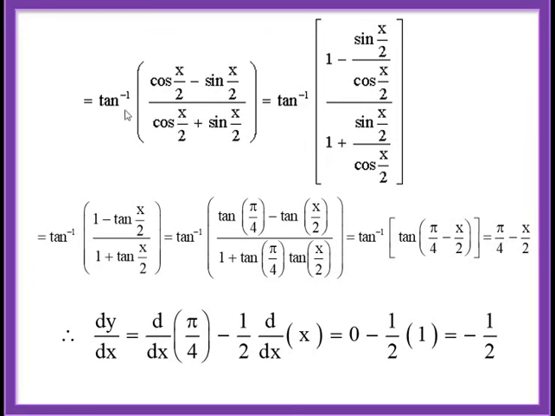See, instead of differentiating this function, we are required to differentiate a simple one, pi by 4 minus x by 2. So what is the derivative? Derivative of pi by 4 is 0. Now what is minus x by 2? It is minus half into x. What is the derivative of x? 1. So the final answer is minus 1 by 2.